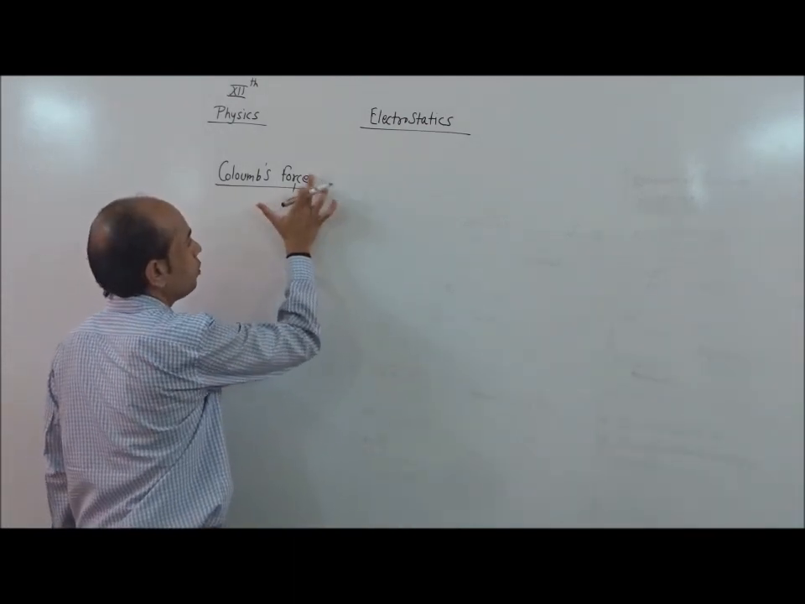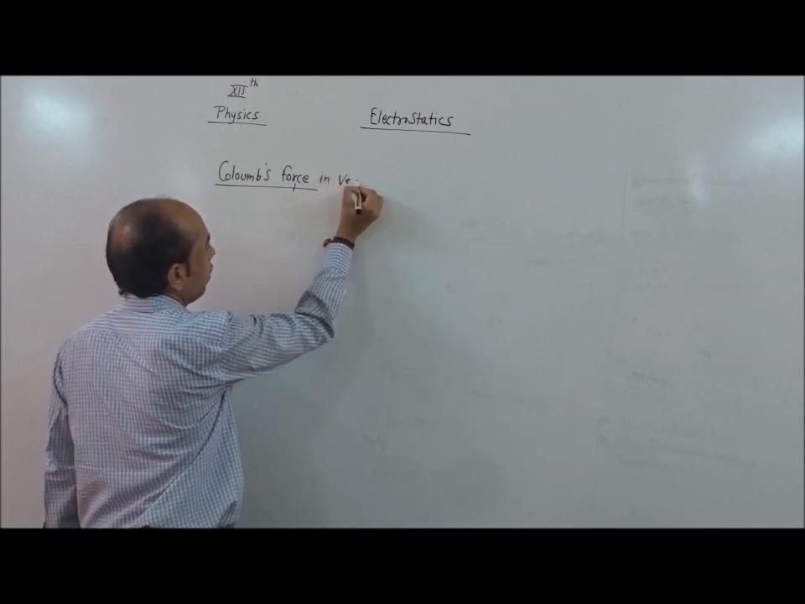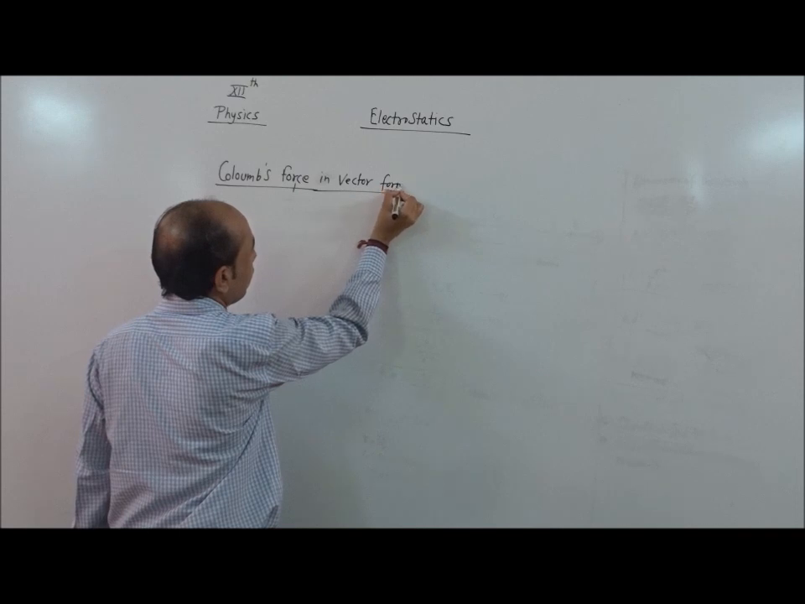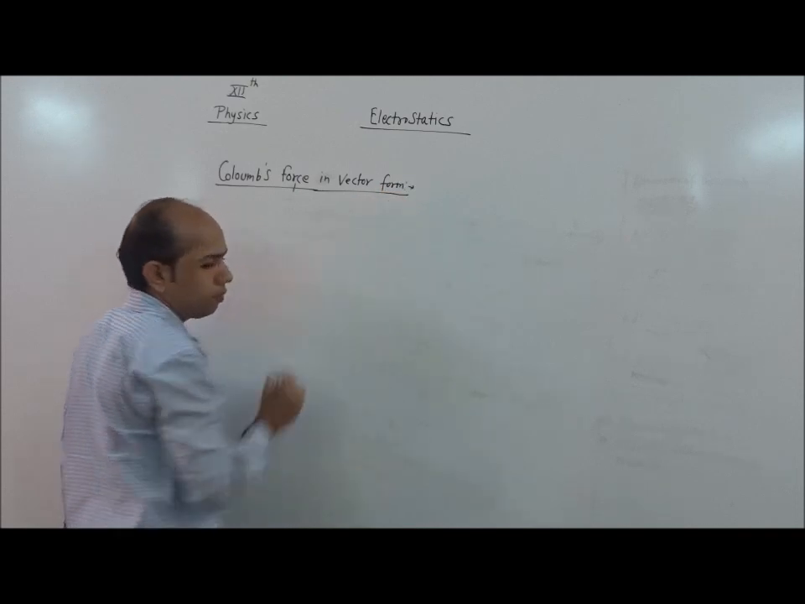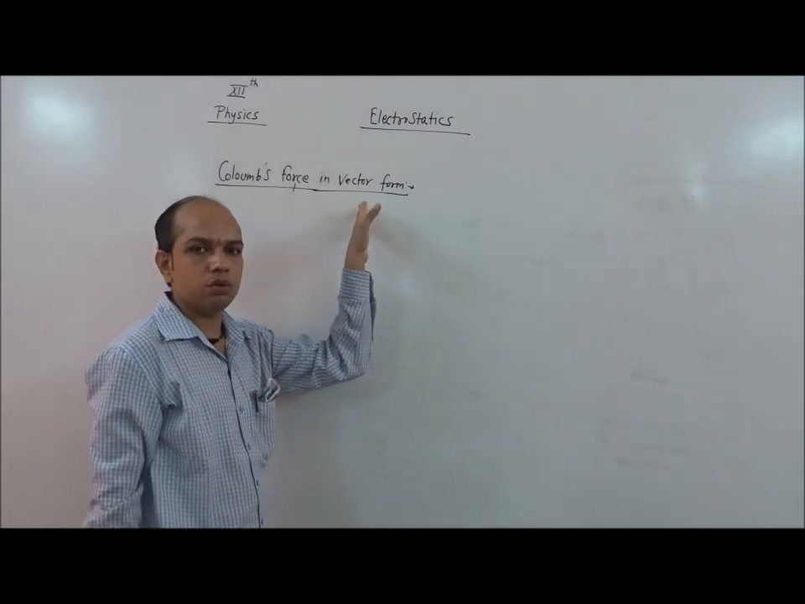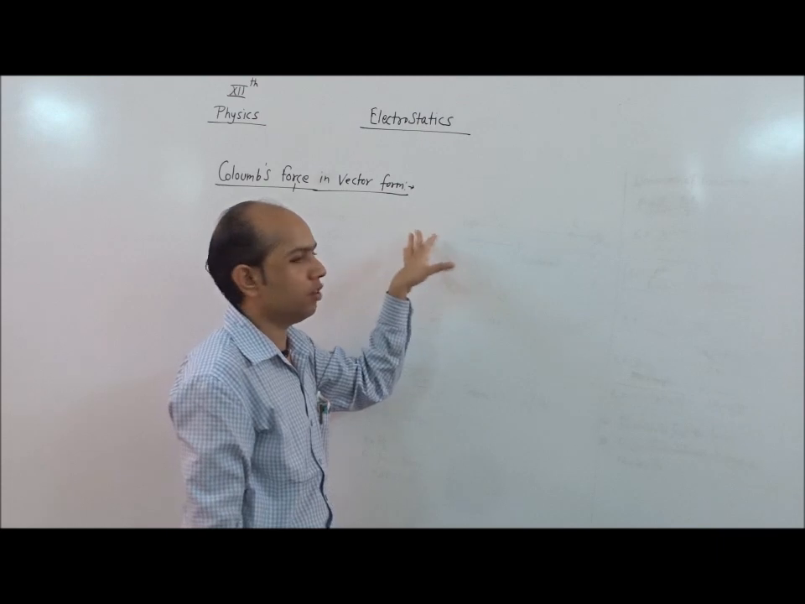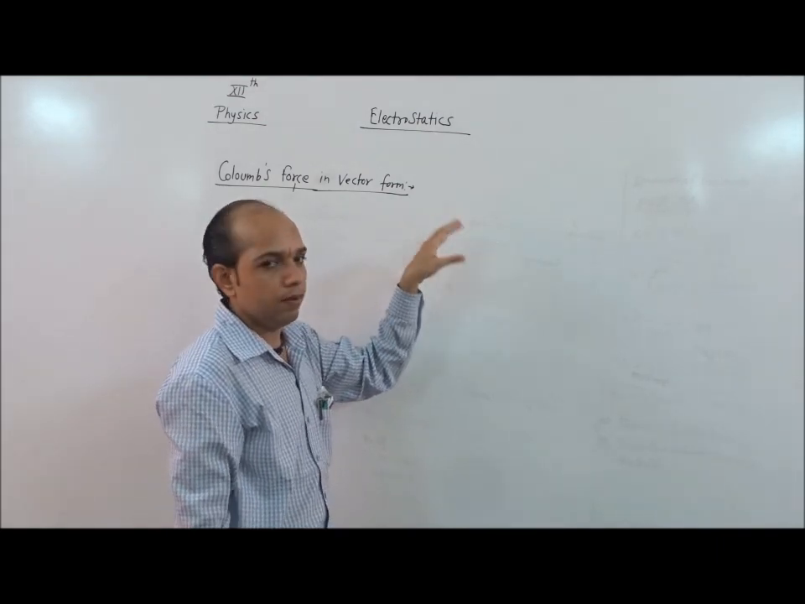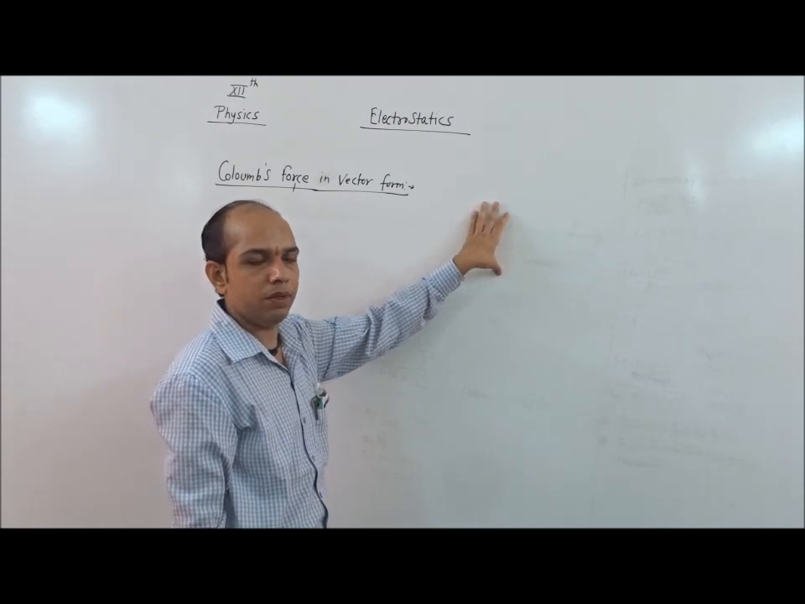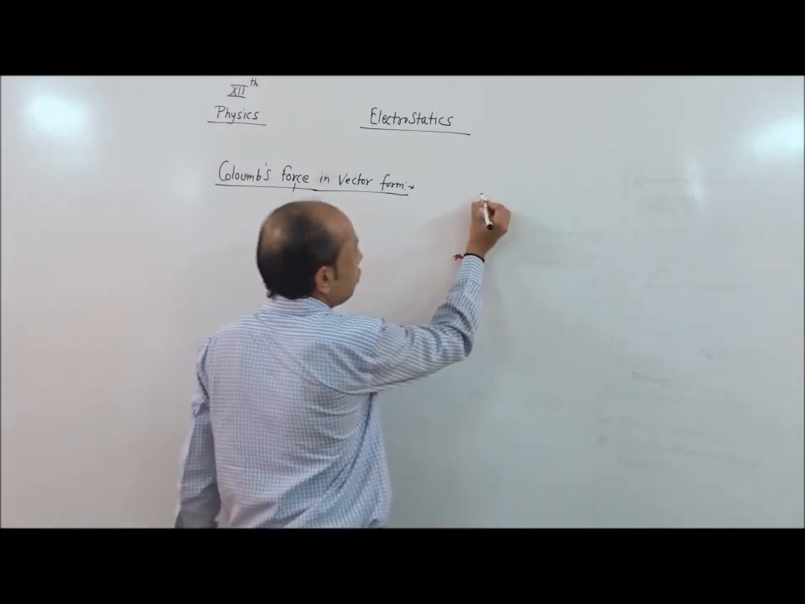Now we see here Coulomb's force in vector form. As we know, vector quantities are those quantities which have magnitude as well as direction. That means when we represent the Coulomb force, we must mention the direction.